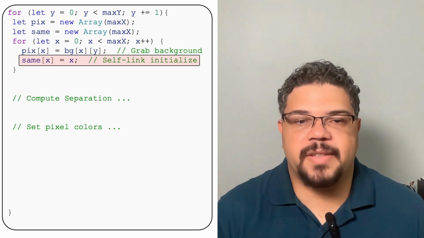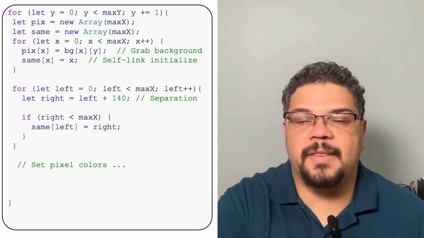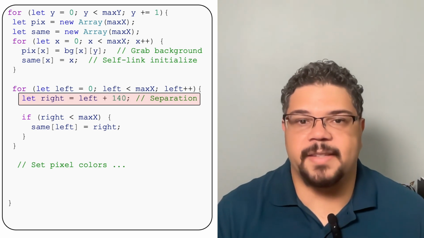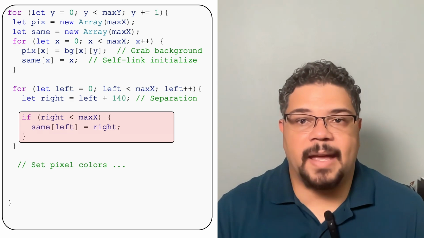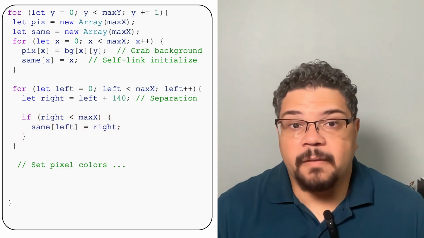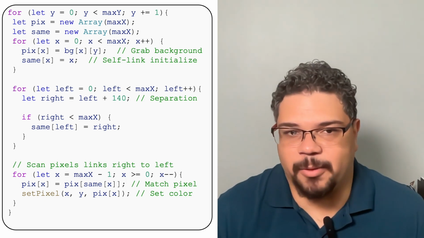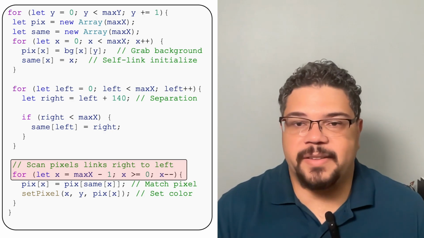Next, we need to compute the separation between repeated colors induced by the desired disparity. In this simple example, the separation is fixed at 140 pixels, so we update the same value array for the left pixel to note that it has to match the pixel at the address 140 to its right. Finally, we need to actually set the pixel colors of the matching pairs created by the same array. But there's a trick here. We can go from right to left so that the constraints chain.